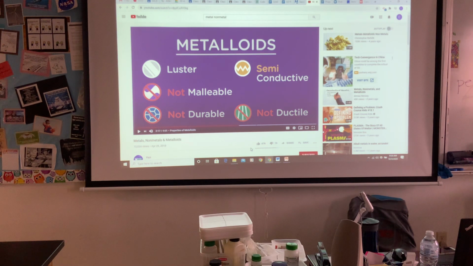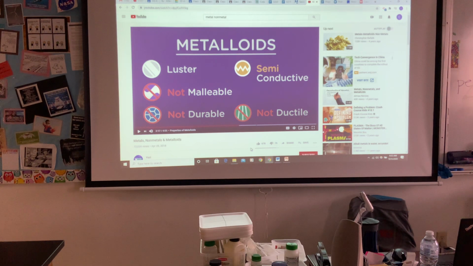These are not malleable, not ductile. I can't bend it and reshape it and pull it into strings, none of that. Okay? They're a little bit more like non-metals that way. It's just like, no, you can't do that. Notice they also said they're not durable, so they're not actually terribly strong. They're kind of weak in a way.